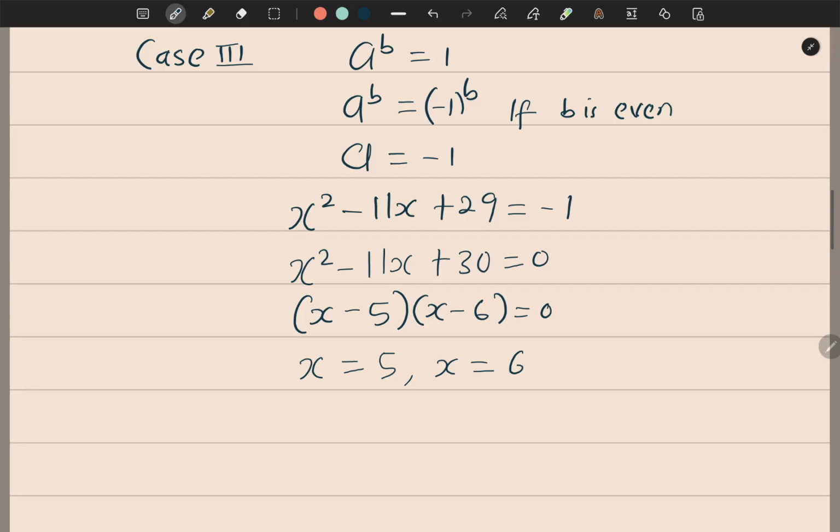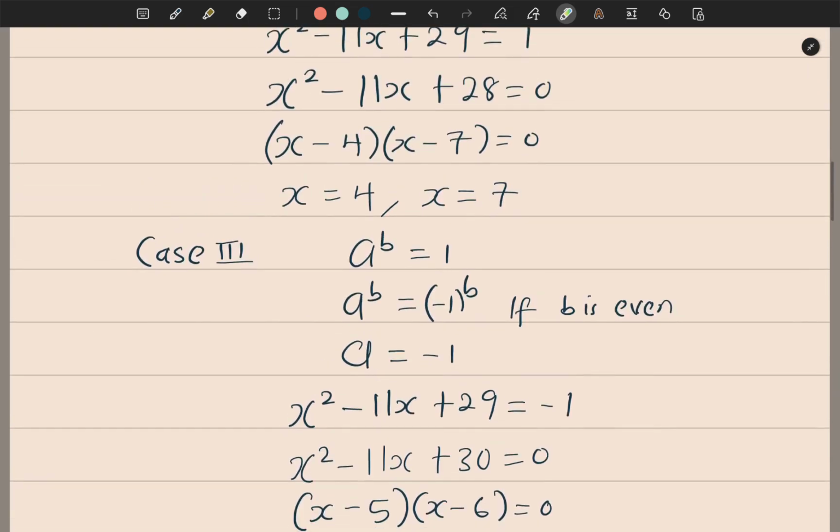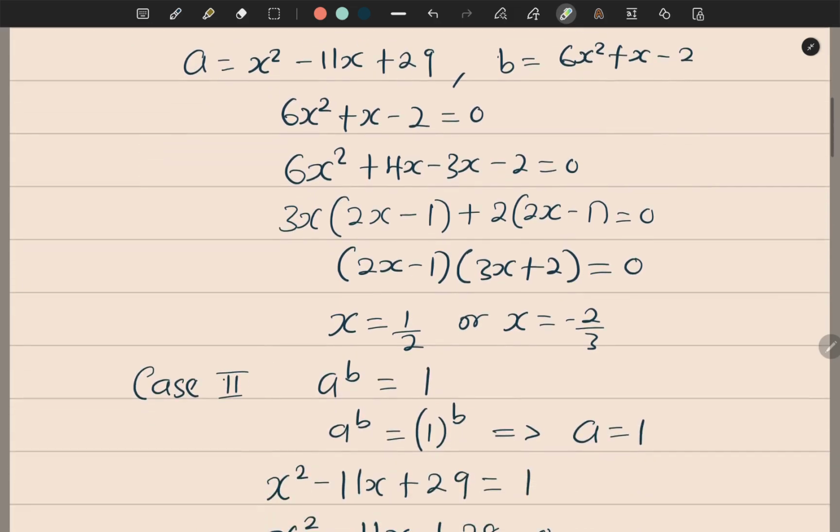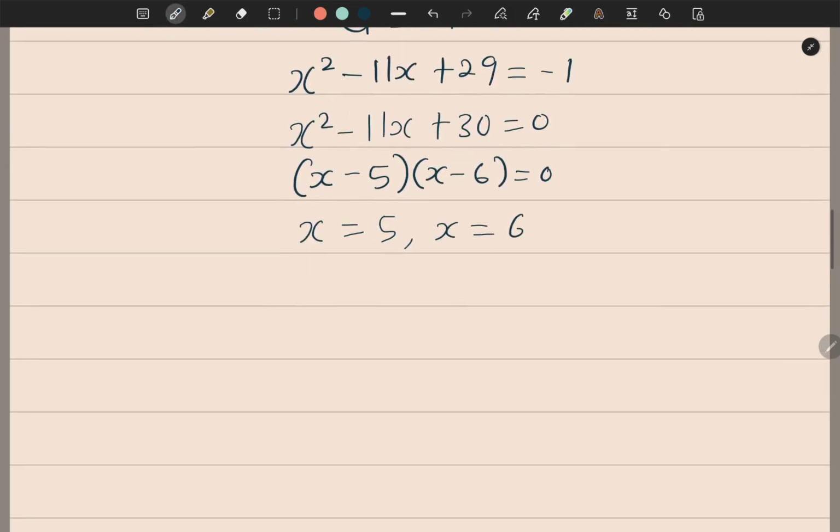Please, this place is very technical, so you have to be very careful here. We said if b is even, we are not talking about the value of x. We emphasize the value of b, not the value of x. So to get b, we already assumed b to be, from the beginning, 6x squared plus x minus 2. So we check which of the values of x that we obtained, 5 and 6, will make this even.